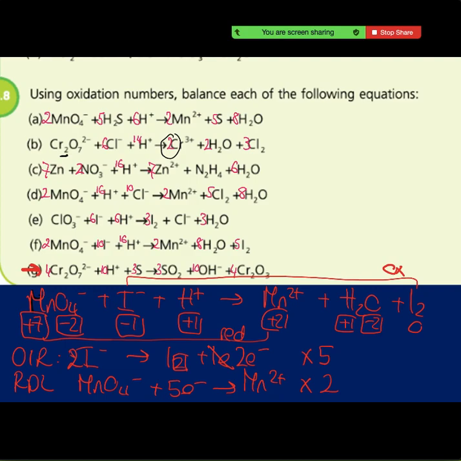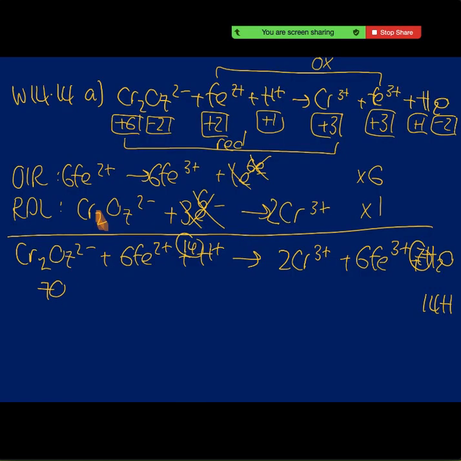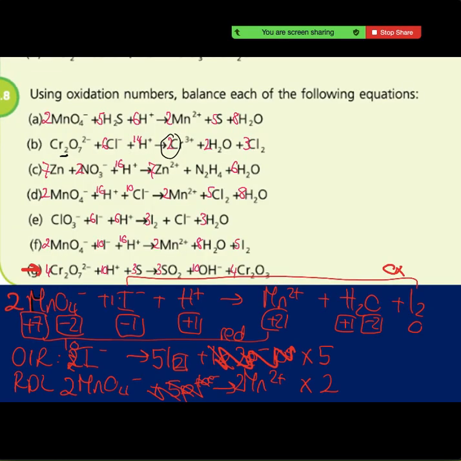So I now have 10 I's here. I now have 5 I2s, and I turn this into 10 electrons. Down here I have 2 MnO4. I turn this into 10 electrons, and I have 2 Mn 2 plus here. These guys cancel each other out, so it is correct. So I rewrite up here to match: 2, apologies, 10, 2, 5. I'm just going to erase some of this so I can write underneath.